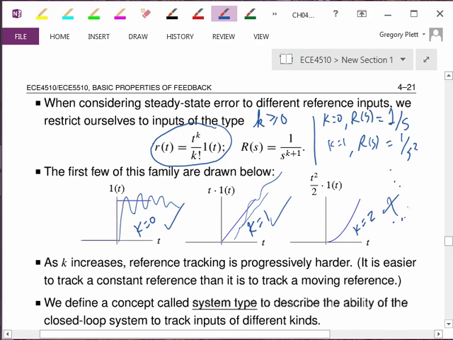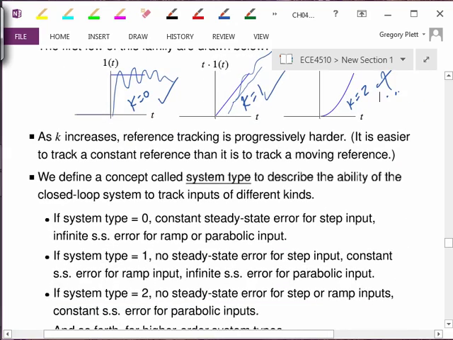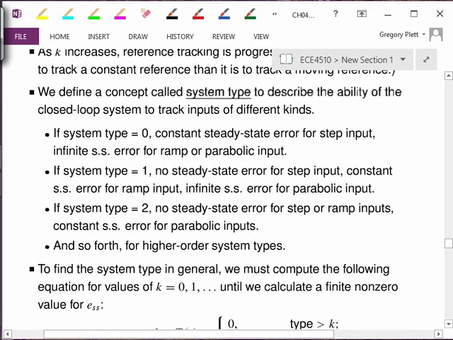This consistent way is the system type. This is a new concept. The system type describes the ability of our closed-loop system to track inputs of different kinds. And this is the definition here, basically: if my system is of type 0, then it will track the step input with some constant steady-state error that's not 0. It won't be able to track the ramp or the parabola at all.